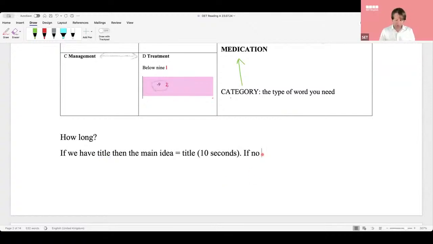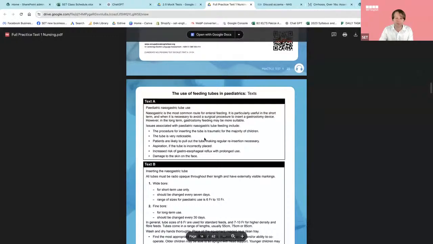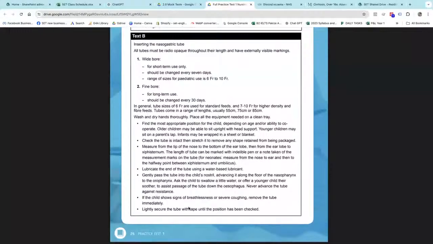If no heading, 30 or 40 seconds. Is that clear, everyone, before we start this? Yeah, it's clear. So just to give you an example, maybe some people have never seen this before. Can you all see this here? Yes, we can see.